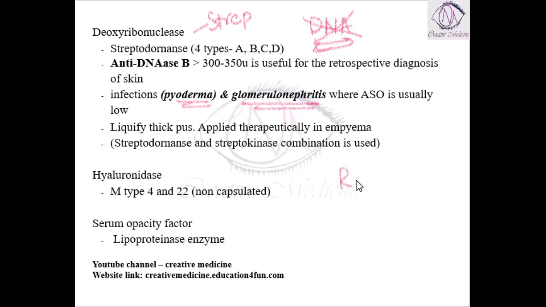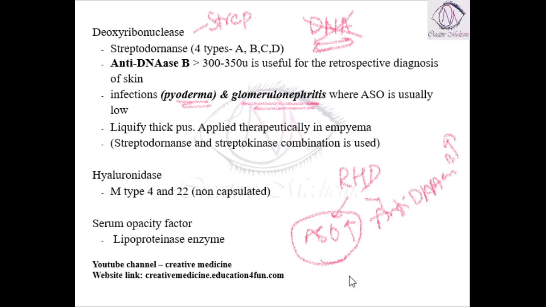Actually, even in rheumatic heart disease, there are two things. ASO titer is raised, and even anti-DNase B is also raised in rheumatic heart disease. But ASO is diagnostic because it is easier to measure. So ASO is one of the important diagnostic factors in rheumatic heart disease. Whereas in pyoderma and glomerulonephritis, ASO titer is very low. Because ASO titer is low in pyoderma and glomerulonephritis, we generally use anti-DNase B.